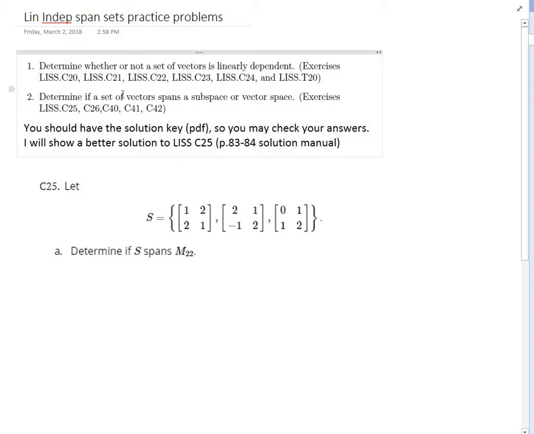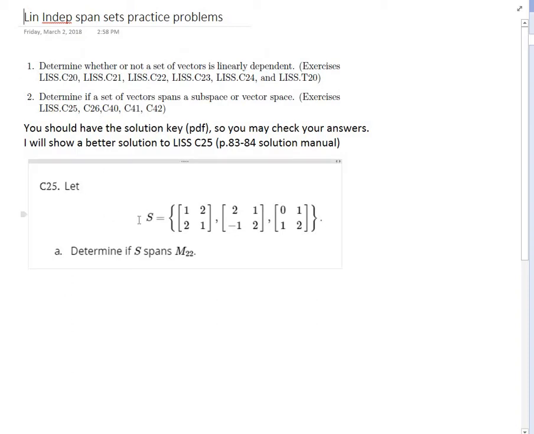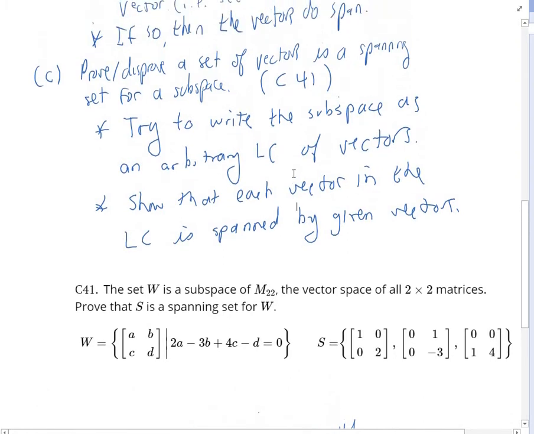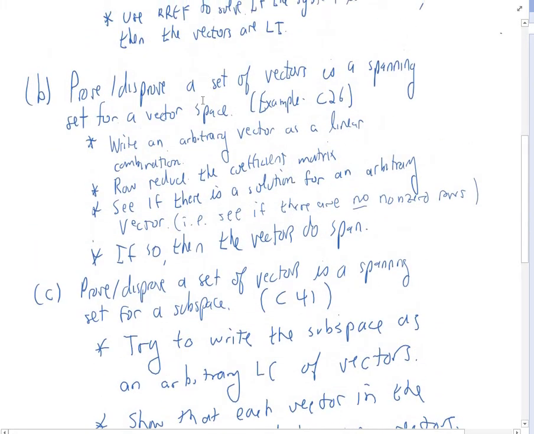This is the entire list of problems in the competencies. But here's one problem I want to look at. So here we have a subset of M22 with 3 vectors, and we want to determine if these 3 vectors span M22. All right, so if you go back to here, it says if you want to prove a set is a spanning set for a vector space, write an arbitrary vector as a linear combination, row reduce, and see if there's a solution for an arbitrary vector. If so, then the vectors do span. I'm going to use this method on this problem here.